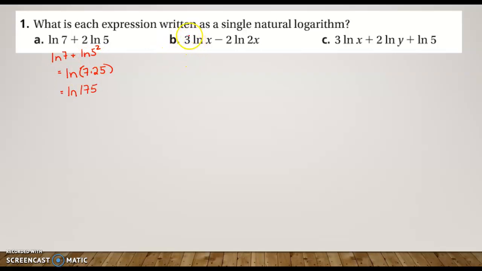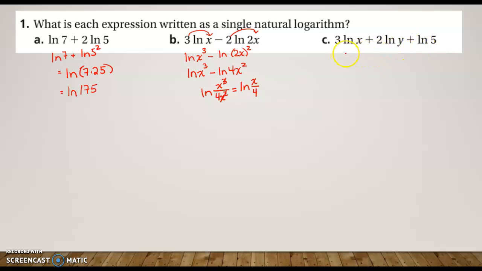This one, that 3 is going to come back over. You're going to get x cubed minus, now this whole thing is going to be squared. You're going to have ln x cubed minus this 4x squared. And it will be divided. You will have x cubed on top and 4x squared on the bottom. Your x squared will cancel out, and you'll be left with ln of x over 4.